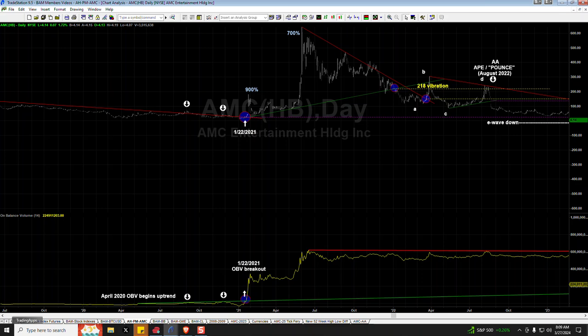Then we had the typical one leg up, consolidation, then the most powerful leg.